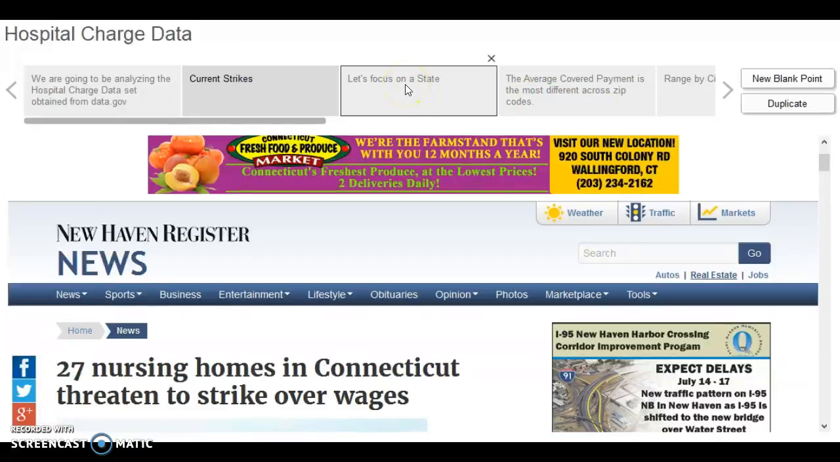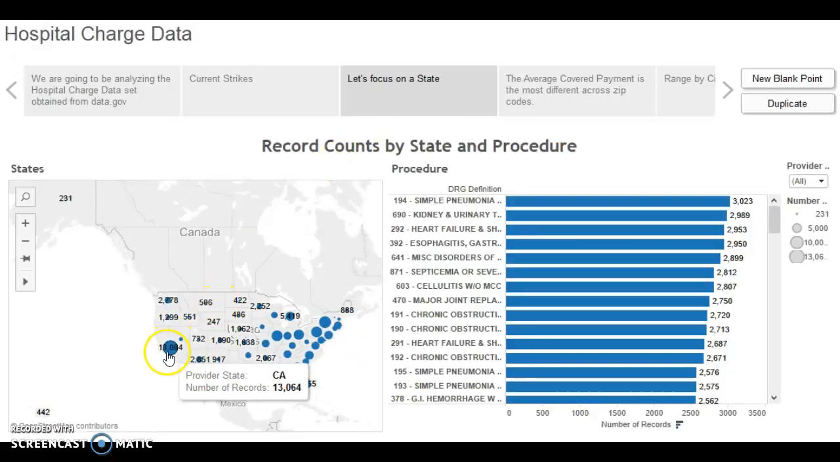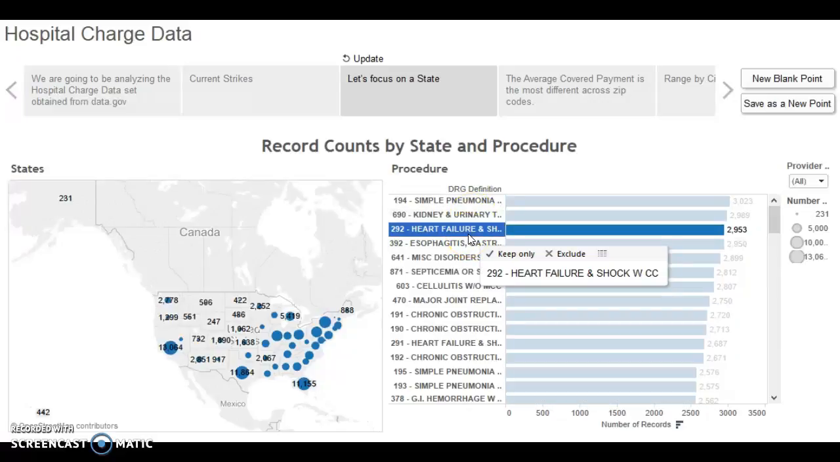So in this data set, I first wanted to look at the record counts by state and procedure. So these are the top record counts in California, Texas, Florida, the bigger states. And these are the top procedures. We got simple pneumonia, kidney and urinary tract infections, heart failure and shock with CC.